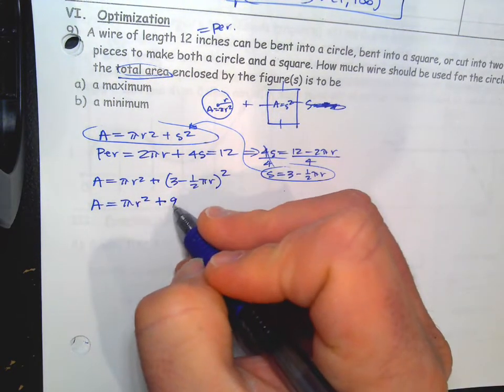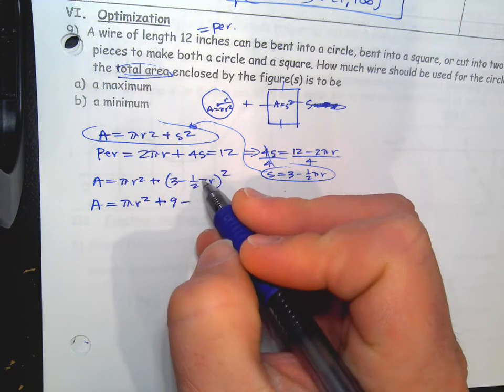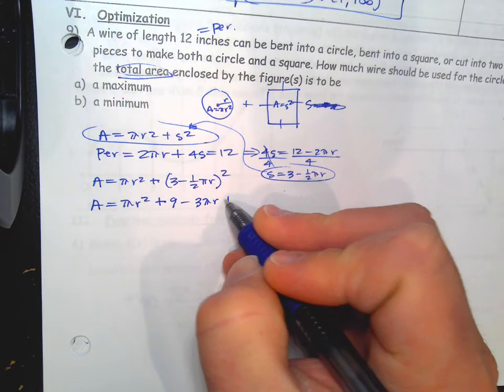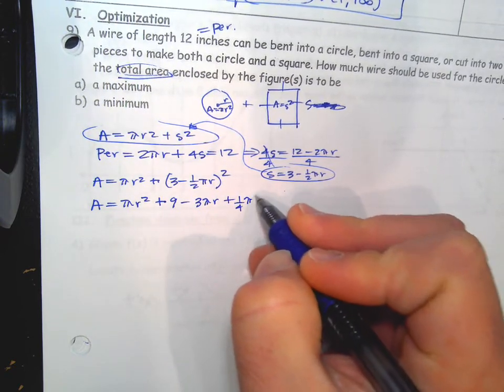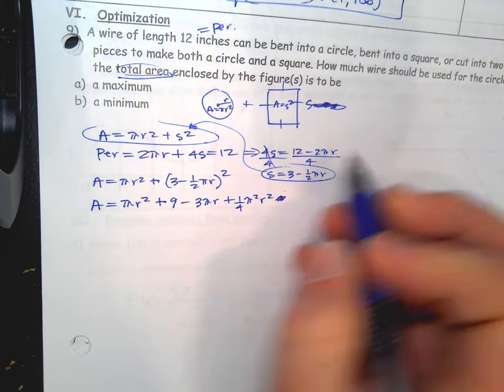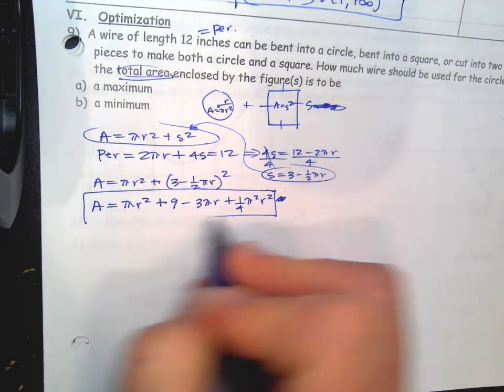So this is going to be 9 minus 3 pi r plus 1/4 pi squared r squared plus pi r squared. And so there it is. That's your equation in terms of one variable, simplified.